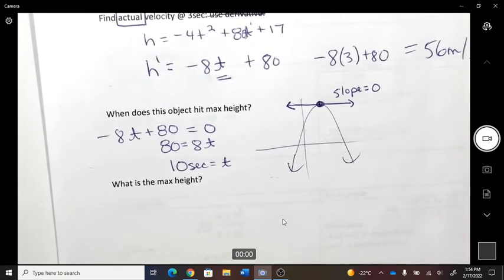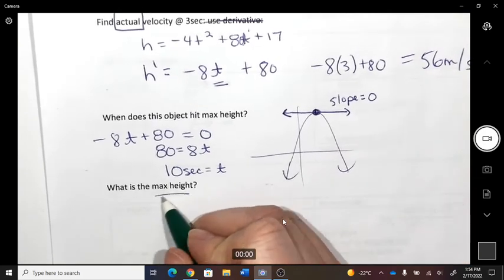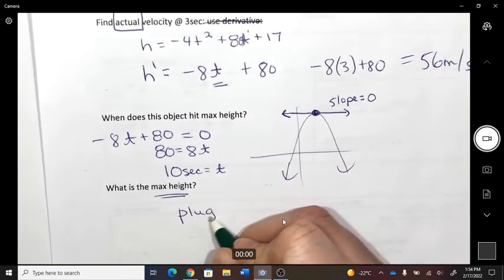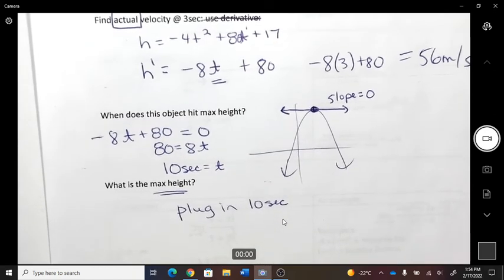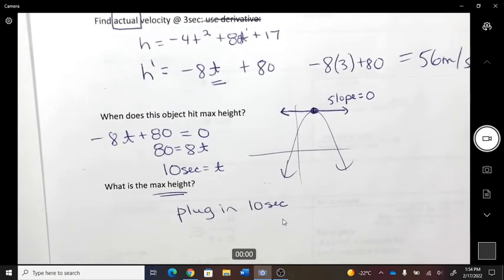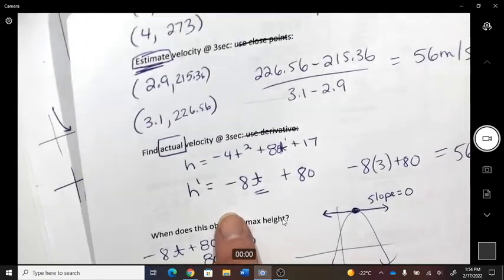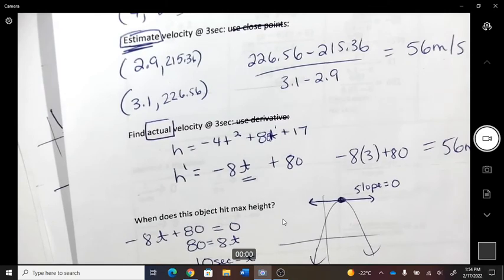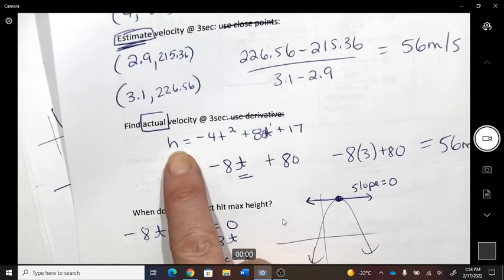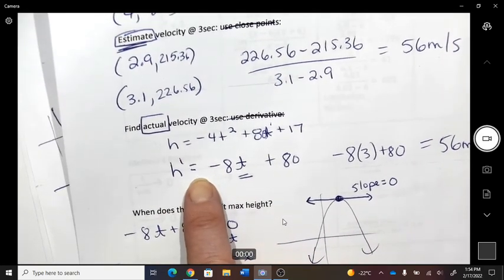Okay, last question. What is the max height? So we're obviously going to plug in 10. But here's my question. Where am I plugging 10 into? The derived equation or the original equation? The original gives me my height, because the derived equation gives me my slope. And I don't want to know slope, I want to know height.